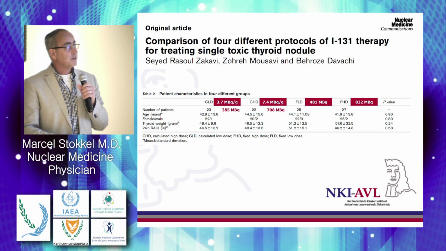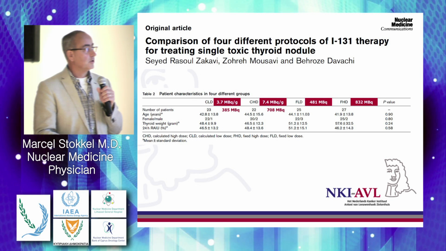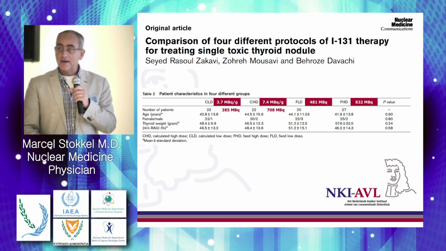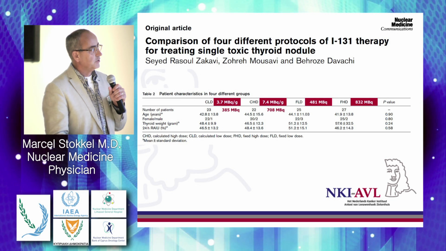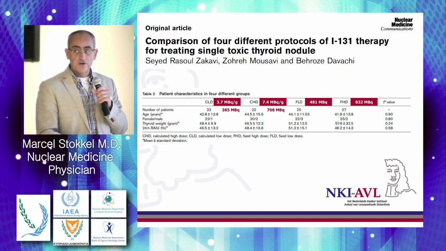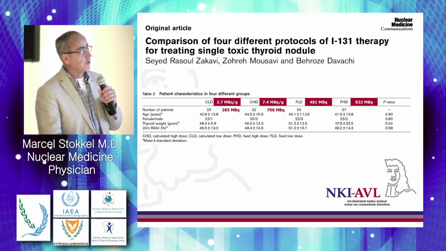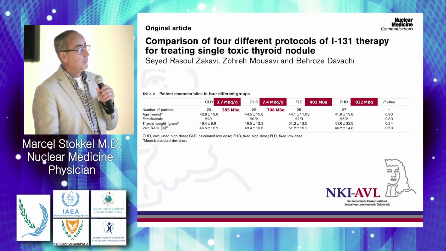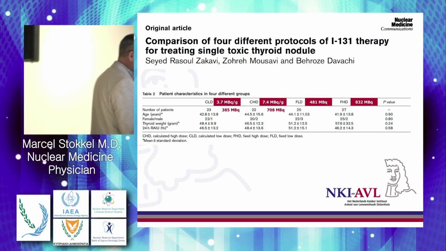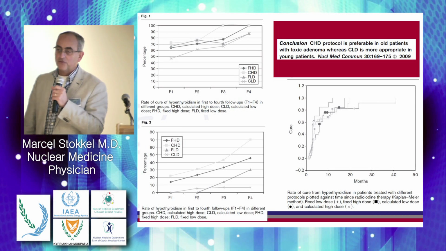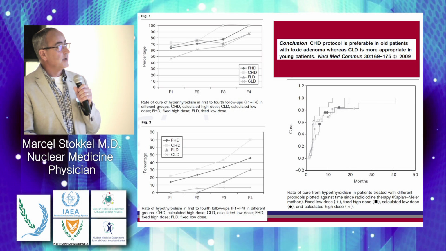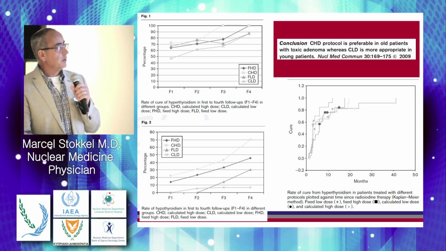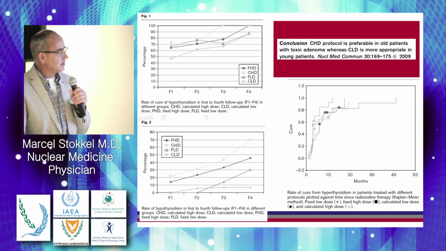multinodular goitre. Now, what about the autonomous nodule or the single toxic thyroid nodule? This is really a nice paper in which the calculated and fixed dose in this group of patients was evaluated. And you see here the calculated low dose. Patients were treated with a low dose or a calculated high dose with a mean value of approximately 700 megabecquerels. And that was compared with a fixed low dose of 481 megabecquerels and a fixed high dose of 800 megabecquerels or slightly more. And what was concluded from this study was that the calculated high dose protocol is preferable in old patients with a toxic adenoma, whereas a calculated low dose is more appropriate in young patients.